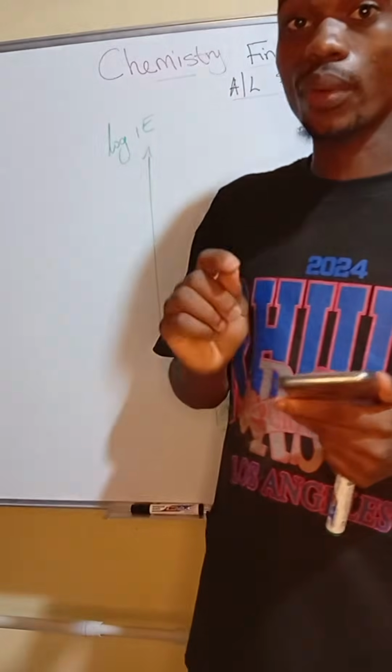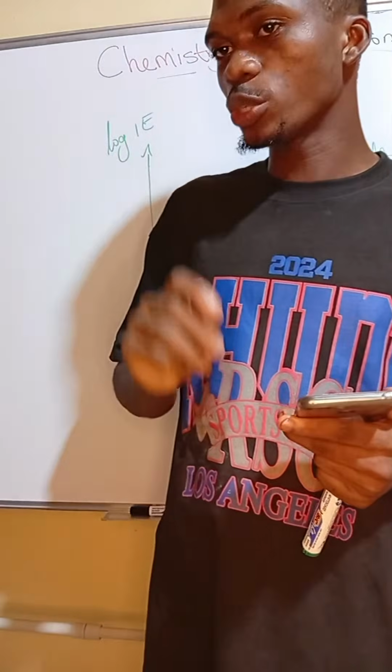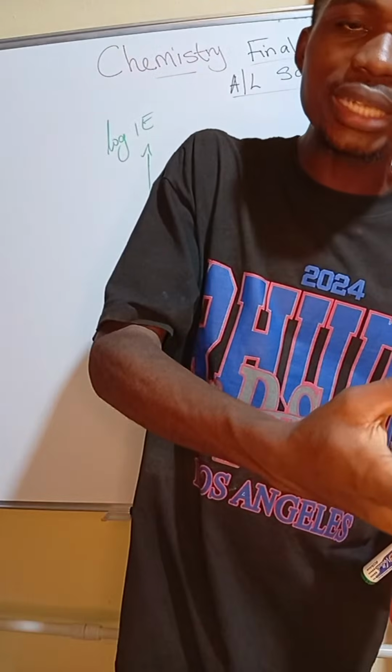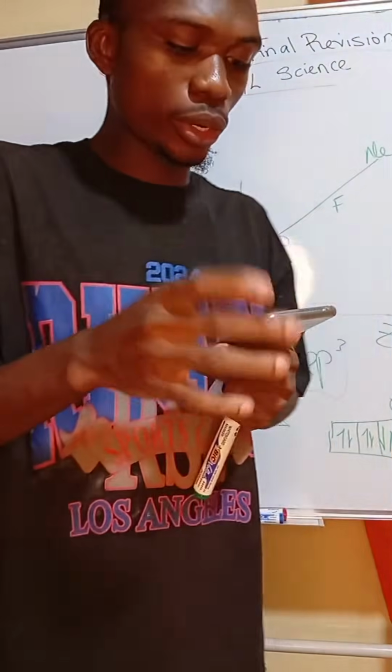What is ionization energy? The minimum amount of energy required to remove 1 mole of electrons from 1 mole of a gaseous atom or ion to form 1 mole of a gaseous positive ion. So to remove an electron from an atom or ion, that is ionization energy. The more difficult it becomes to remove the electron, the greater the ionization energy. Now, we are done with that particular part.